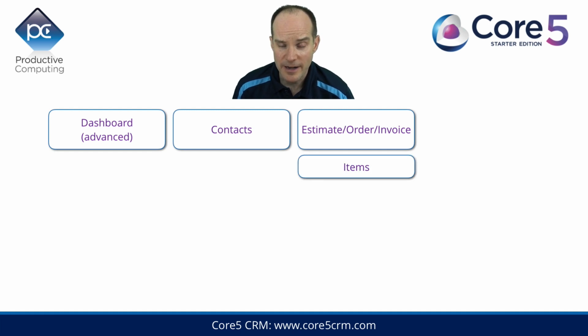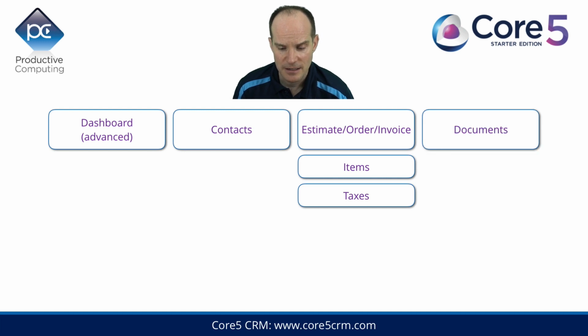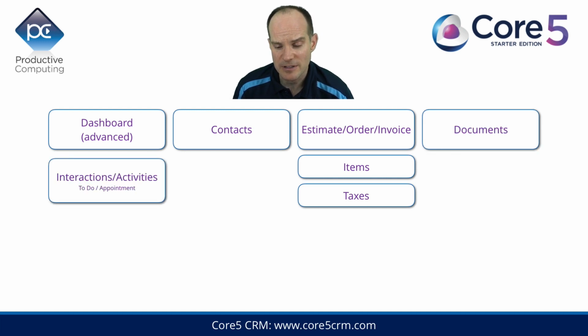Within that, we have items. So in order to have an estimate, an order, or an invoice, you actually have to have line items. So there's a module for items. And it includes a tax table, which is important when you push items to QuickBooks. You'll need to know a little bit about taxes along with that. And then we have documents. We also have interactions, which we call activities, and those include to-dos and appointments.